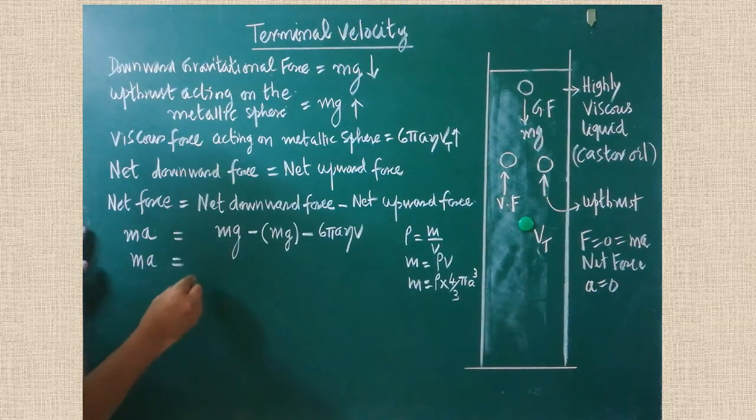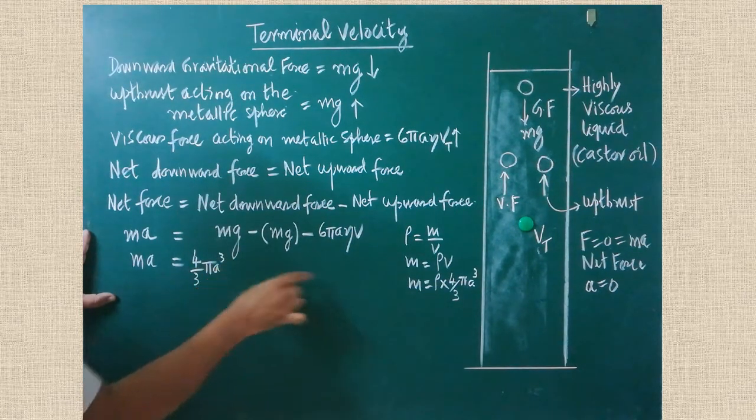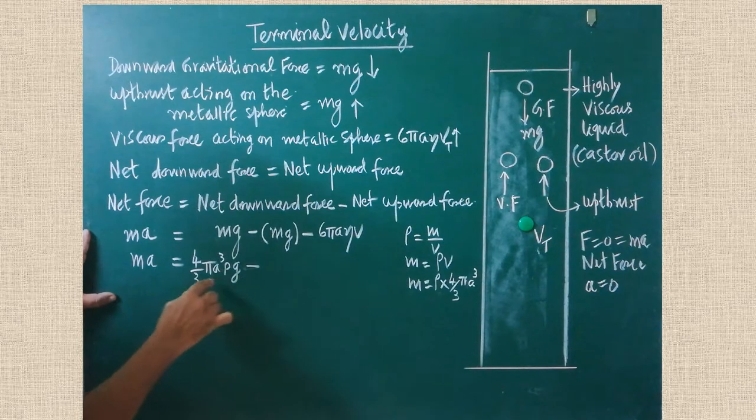Substitute here instead of m, can it be written like this? 4 by 3 pi a cube, and then density of the metallic sphere is rho, g. So this is the formula to calculate the, which one? Gravitational force. Are you clear?